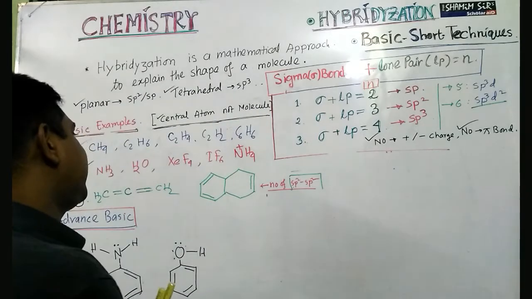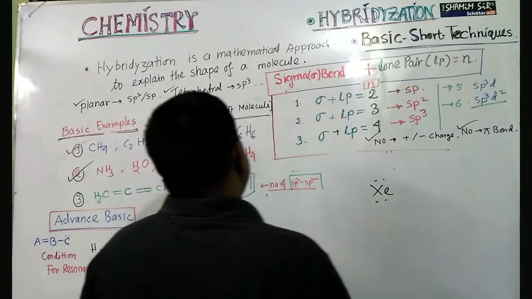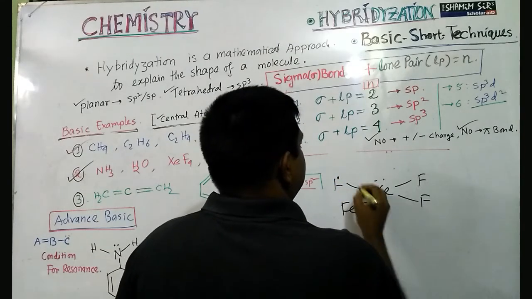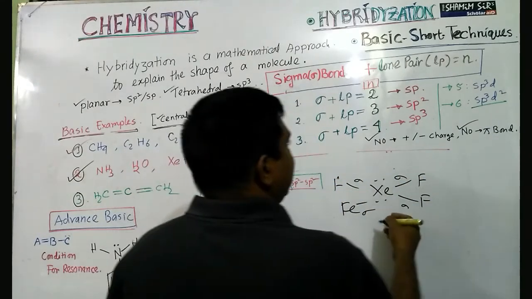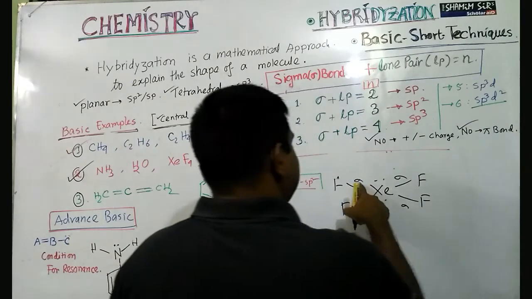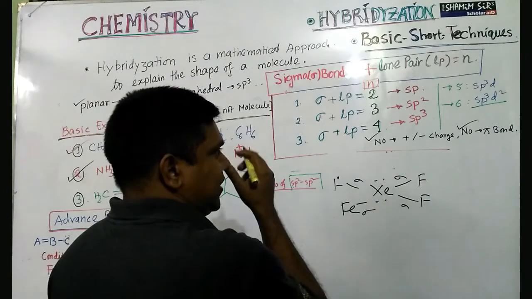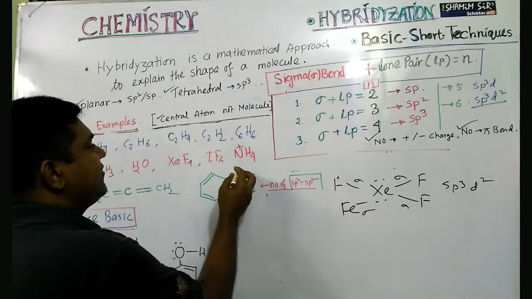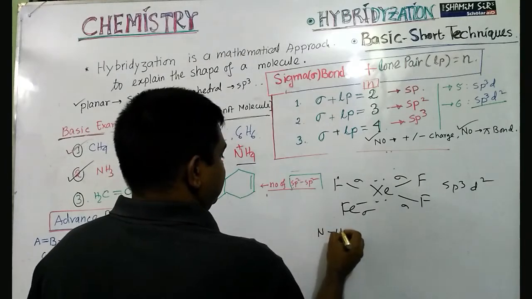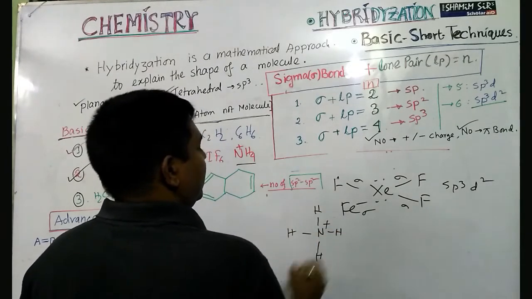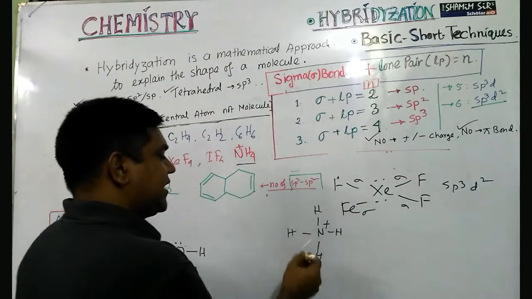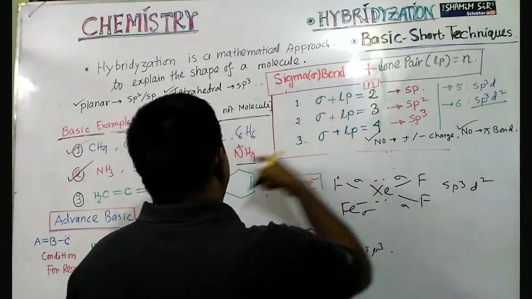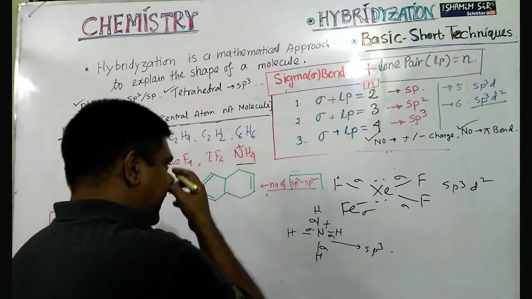Similarly, xenon tetrafluoride: we have to know earlier that it has 2 lone pairs. So there are 4 sigma bonds, 2 lone pairs, so we get the number 6. I repeat, sigma bond 4 and lone pair 2, so the number is 6. Hybridization will be sp3d2. In case of ammonium, we have said positive or negative, cation or anion, will not be considered. We get 4 sigma bonds, so sp3. IF6, if you draw this, you also find the number is 6, so the hybridization is sp3d2.